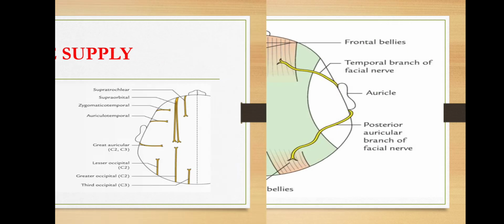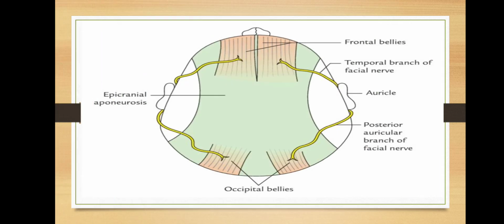Okay, next. Before going to the motor nerve supply, please observe this diagram. This green color one is the epicranial aponeurosis, which is the third layer of the scalp. This epicranial aponeurosis is formed by the occipitofrontalis muscle. It has two bellies, frontal bellies and occipital bellies, right? These are the frontal bellies, these are the occipital bellies.